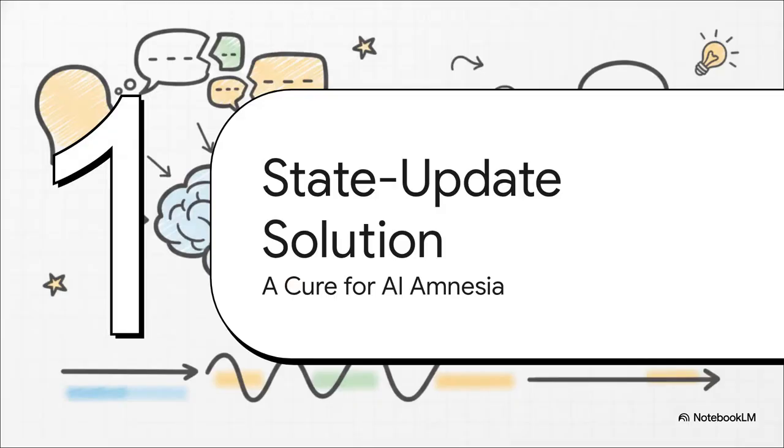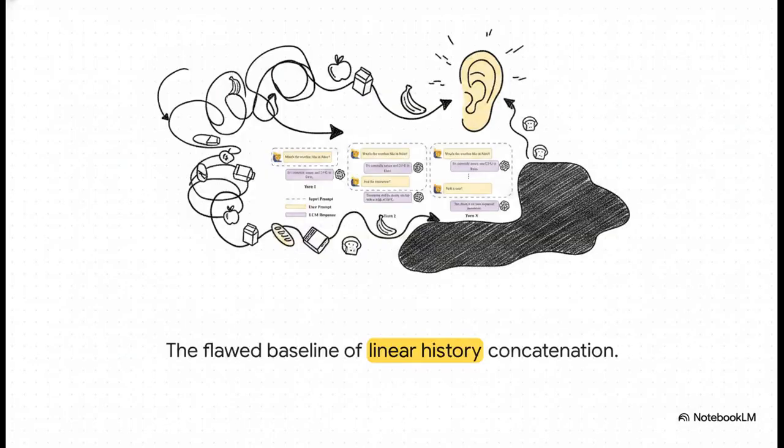Which brings us to part 3, the state update solution, basically a cure for AI amnesia. So we know the diagnosis, right? But how do we actually fix it?